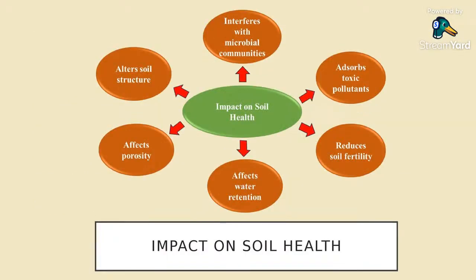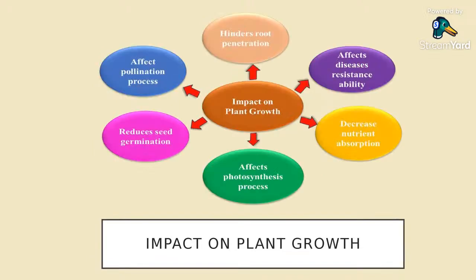Next, we can see various key points on how it is impacting soil health. Impact on soil health: it interferes with microbial communities, absorbs toxic pollutants, and reduces soil fertility, which then affects the crops. It also affects water retention, affects porosity, and alters the soil structure. Now, these are the impacts on plant growth.